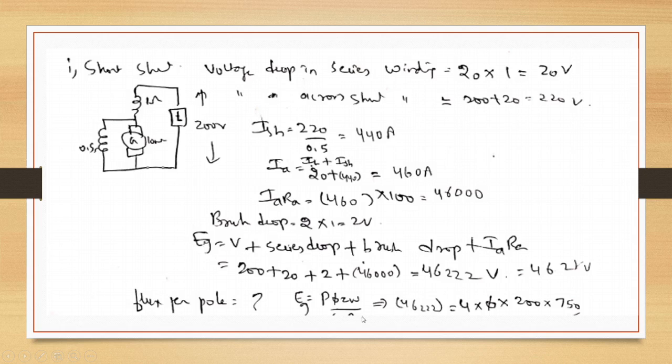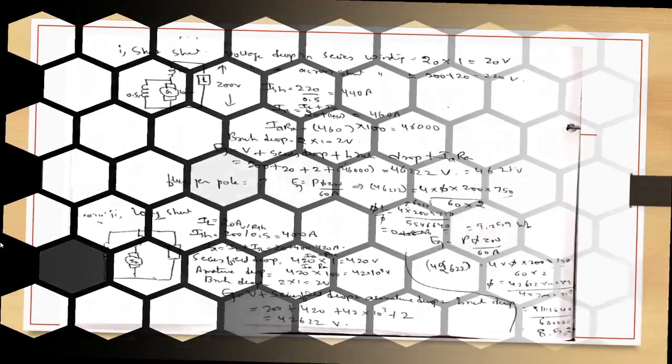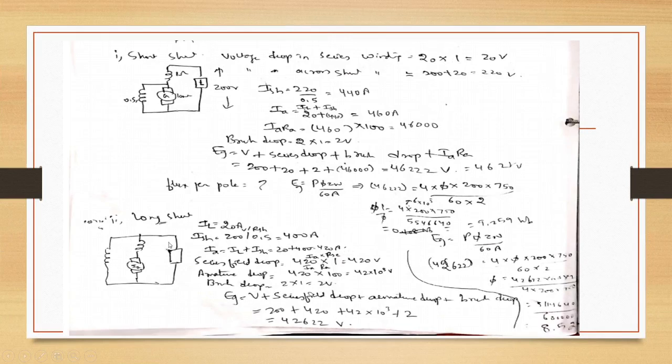Next is flux per pole. EG is P phi Z N by 60 A. So substitute all the values: EG value, P value, all values you substitute, and we have to find out the value of phi. We know the EMF equation for a generator, or back EMF of a motor, is given as P phi Z N by 60 A. In this equation we substitute all the values and find the value of phi. So we are going to get the value of phi as 9.259 Webers.